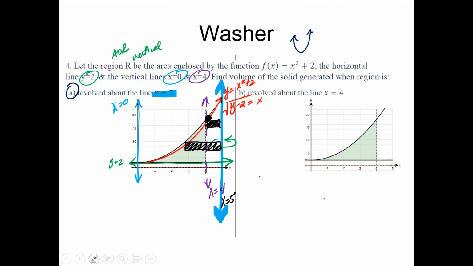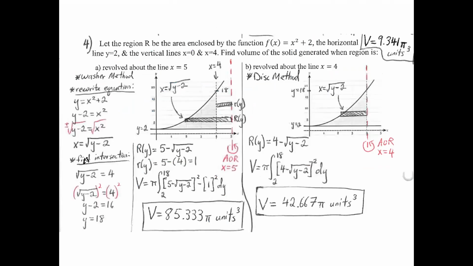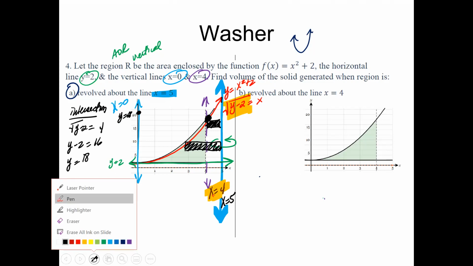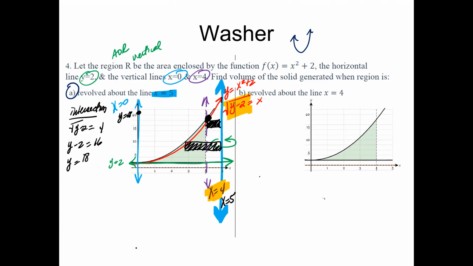So then what you want to do is find the two x values, or the two equations solved for x. For the red line, it is the square root of y minus 2. For the purple line, it is x equals 4. Let's set them equal to each other. So I have the square root of y minus 2 equals 4, square it, y minus 2 equals 16, add 2, y obviously equals 18. So I was somewhat close, but not all the way. All right, so that's my upper and lower bounds.